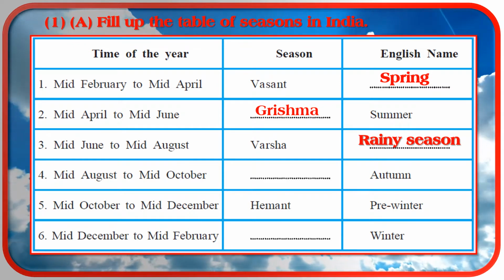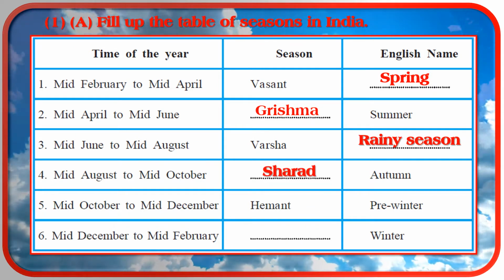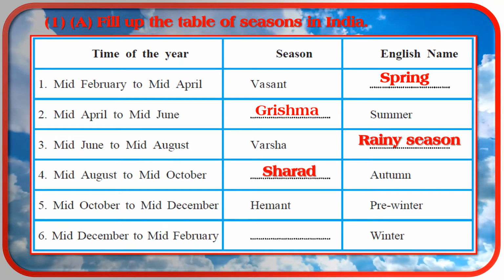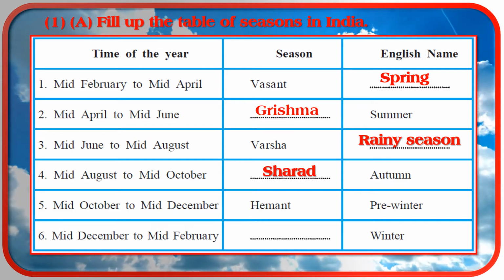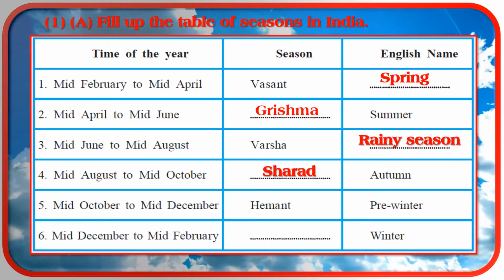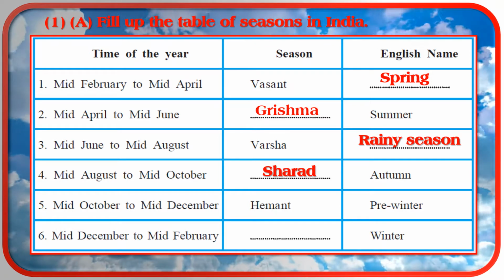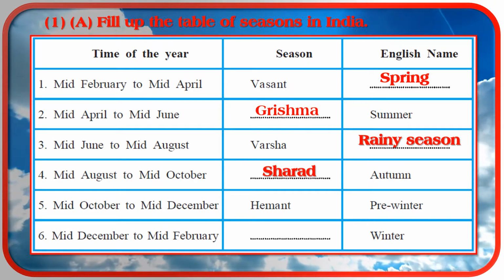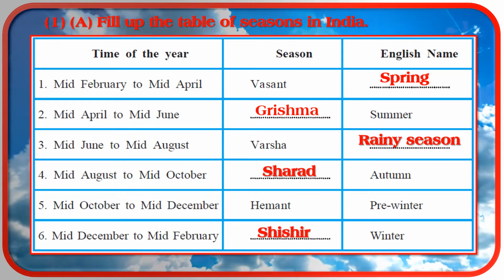Mid August to mid October, which is called autumn, and in Marathi we call it Sharad Ritu. Mid October to mid December, Hemant in Marathi, it is the pre-winter season in English. Mid December to mid February, we call it winter in English and Shishir in Marathi.